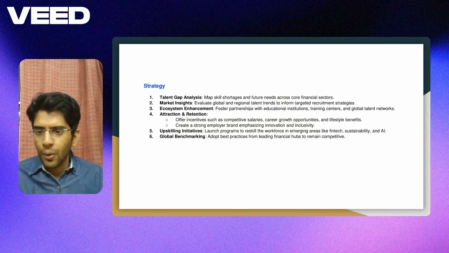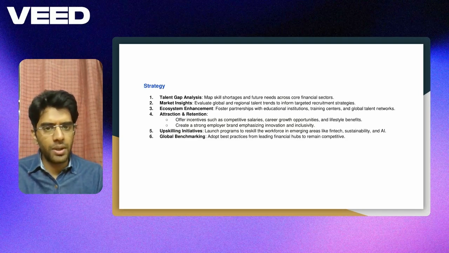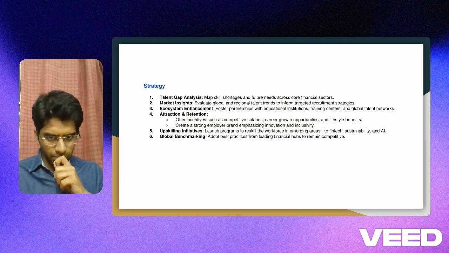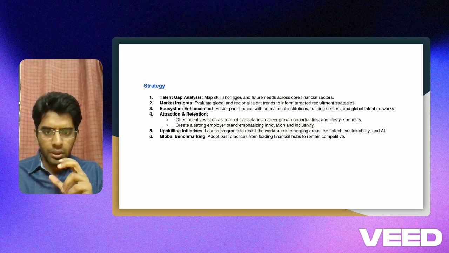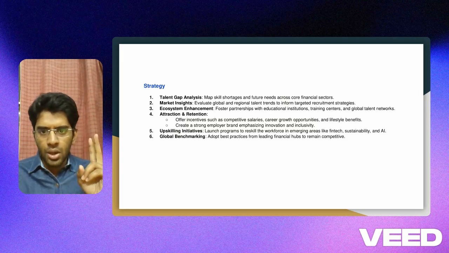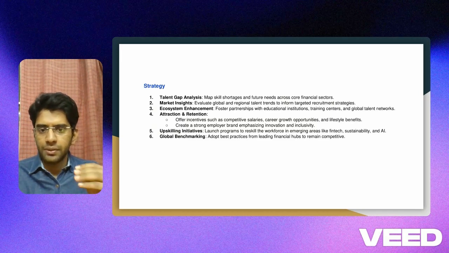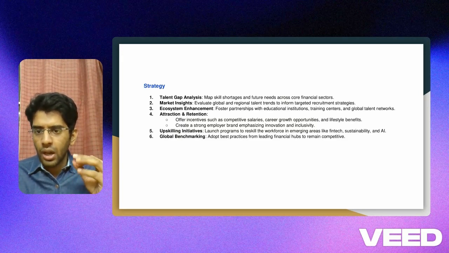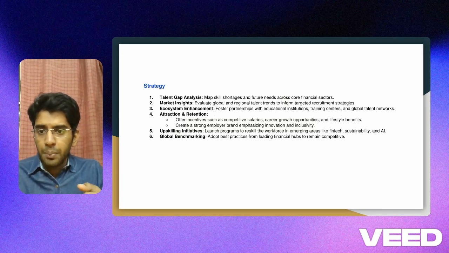The third one, already discussed a lot: ecosystem enhancement, fostering partnerships with education institutions, training centers, and global talent networks. So, points three, four, and five: point three of ecosystem enhancement, point four of attraction and retention, and point five of upskilling initiatives. These three are very foundational and are going to be the pillars on which we address the problem and base our solution.